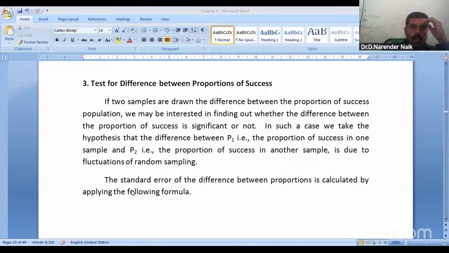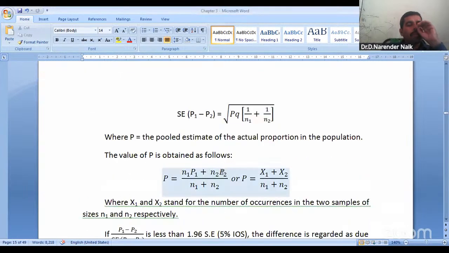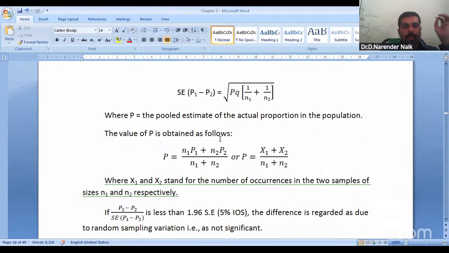In such a case, we take the hypothesis that the difference between P1, the proportion of success in one sample, and P2, the proportion of success in another sample, is due to fluctuations of random sampling. The standard error of the difference between proportions is calculated by the following formula. Standard error P1 minus P2 is equal to under root PQ into 1 by N1 plus 1 by N2, where P is the pooled estimate of the actual proportion of the population. The value of P is obtained as P is equal to N1 into P1 plus N2 into P2 by N1 plus N2.